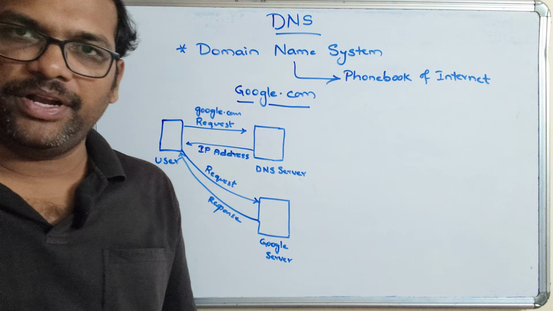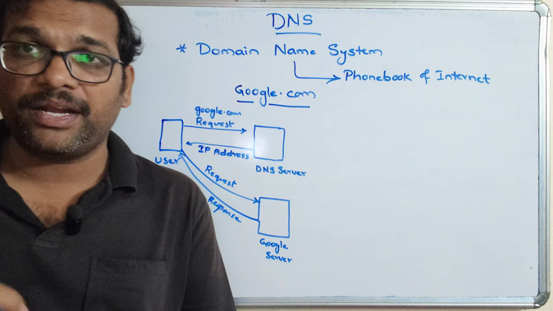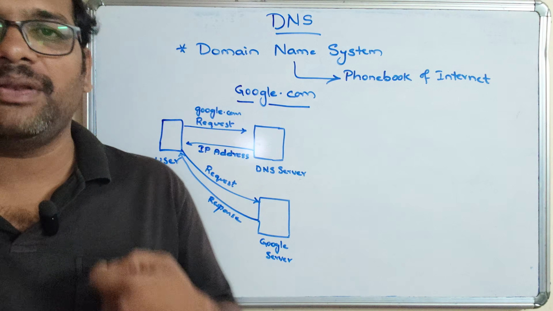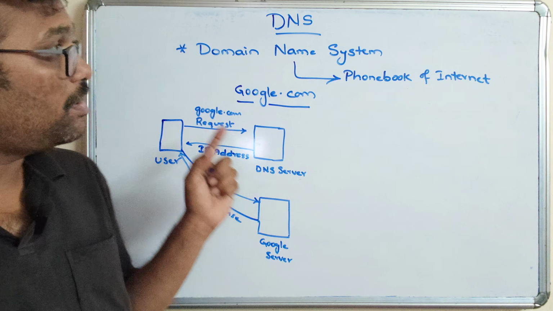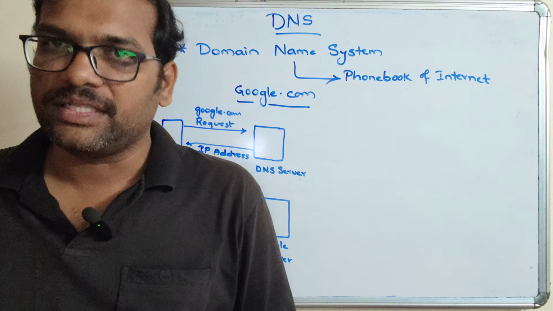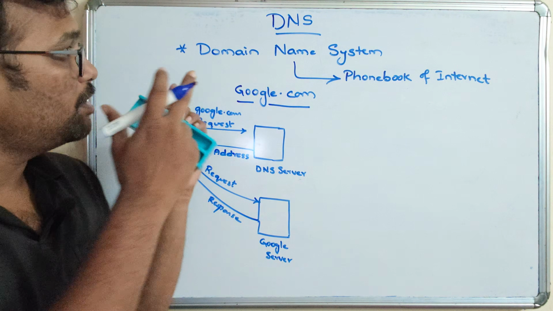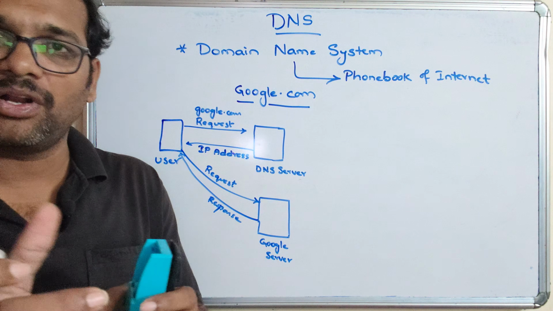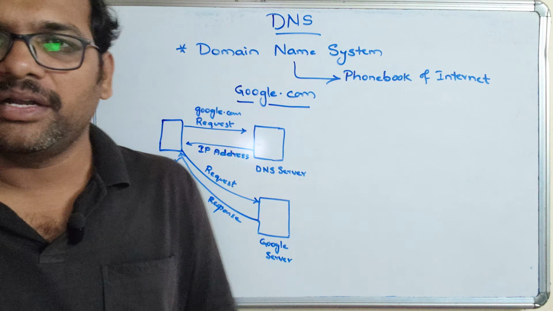So whenever we type the domain, immediately it will be converted into an IP address, and only then will our user communicate with that particular server. This is called the Domain Name System. Hope you understood. Whatever domain we give will be converted to an IP address. So conversion of domains to IP addresses is the working of DNS.